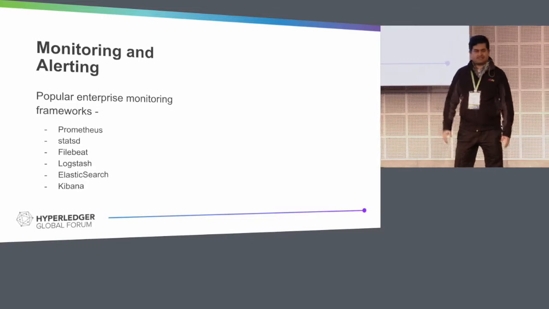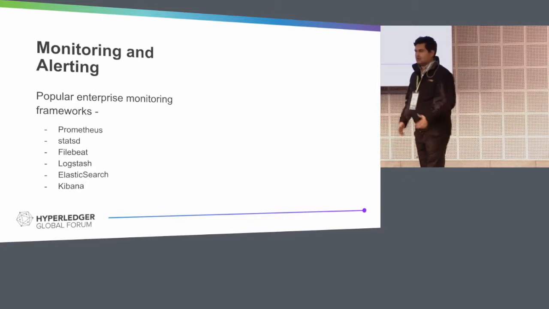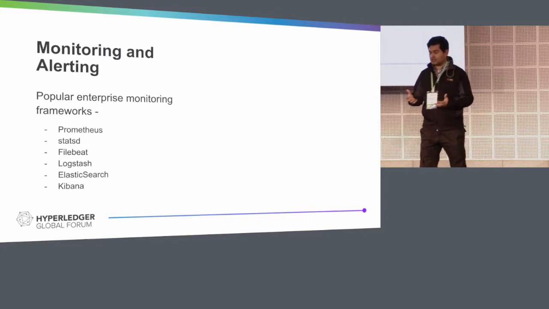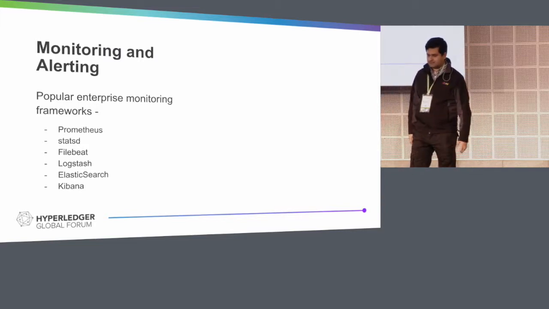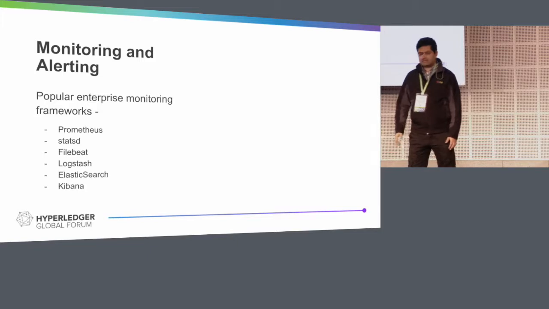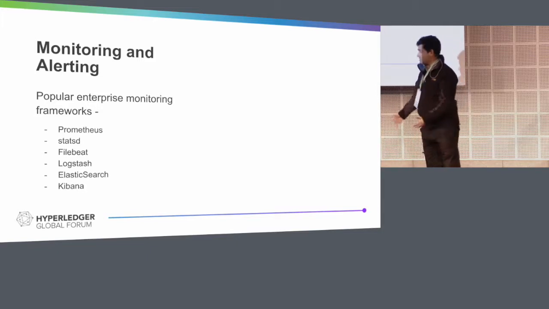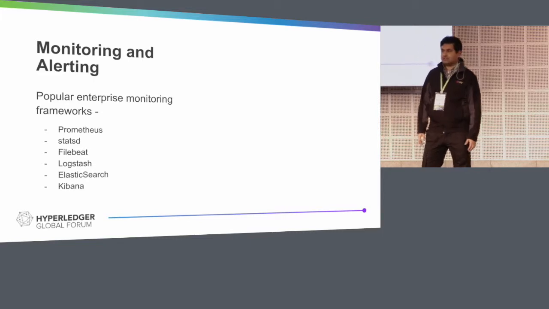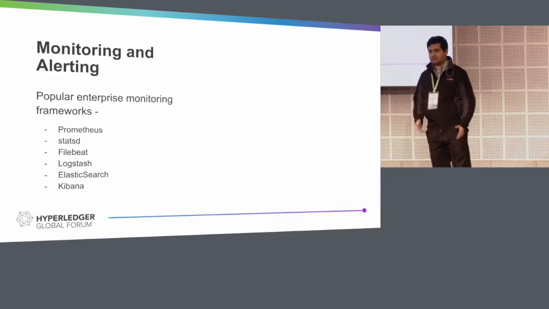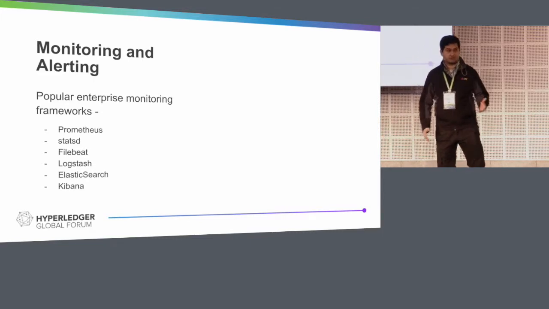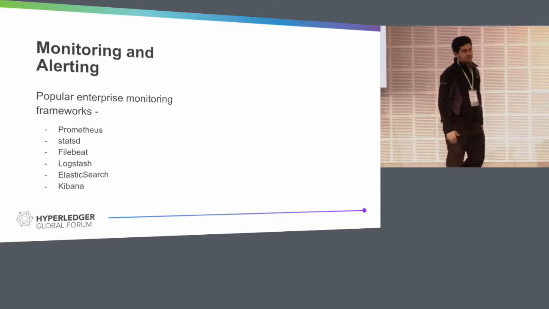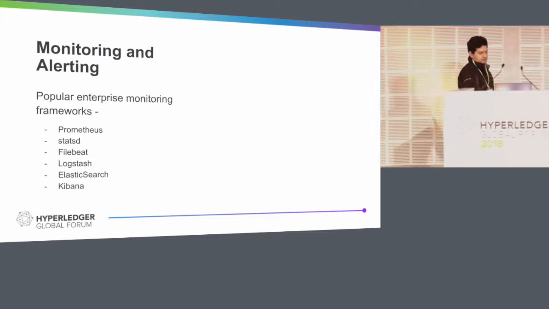You could have StatsD and FileBeat and Logstash. FileBeat and Logstash are very popular for log analysis, for log processing, and it's an entire log pipeline. Then, of course, we have Elasticsearch and Kibana, which we just showed you what it can do. Elasticsearch can scale quite a bit, and this can help analysis of your enterprise blockchain ecosystem much better. There's also Grafana, which I haven't listed here. It's a very popular graphical rendering tool.